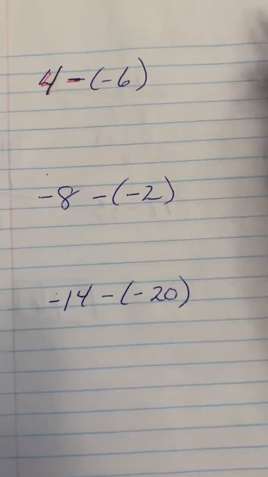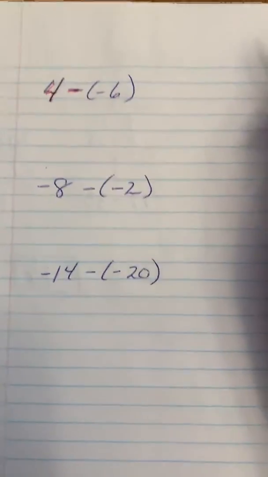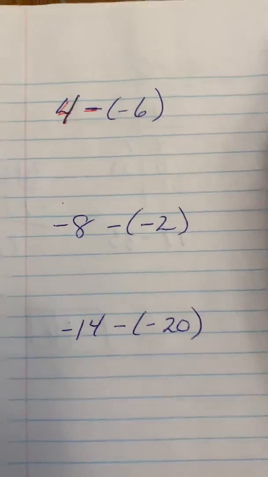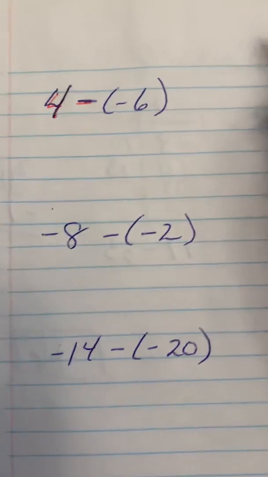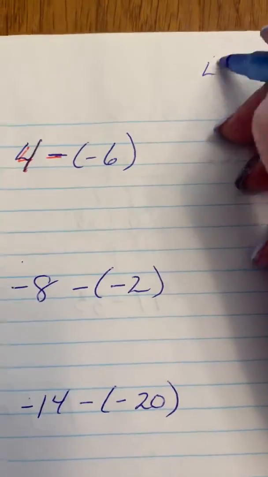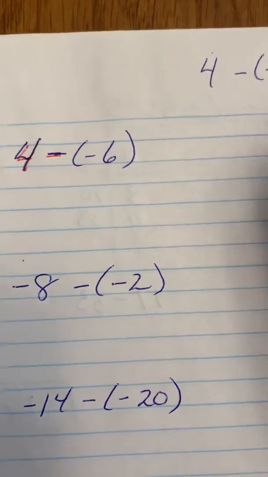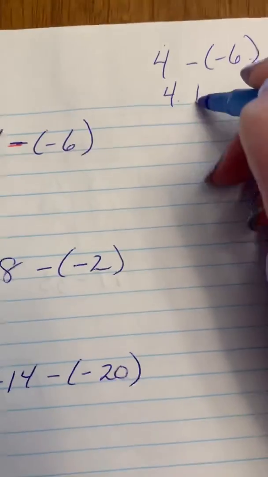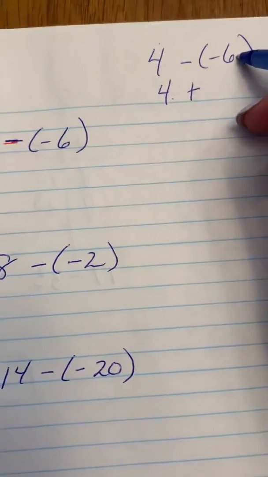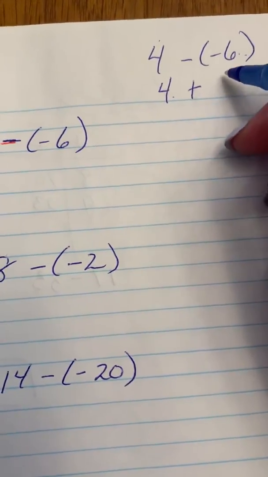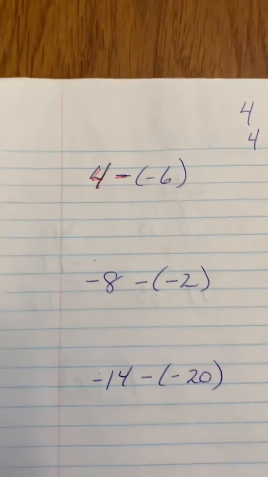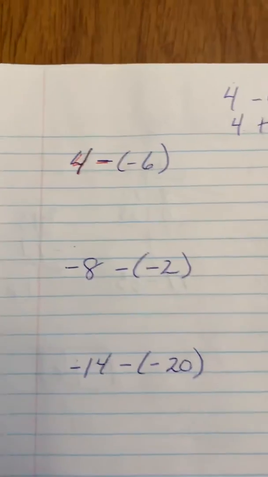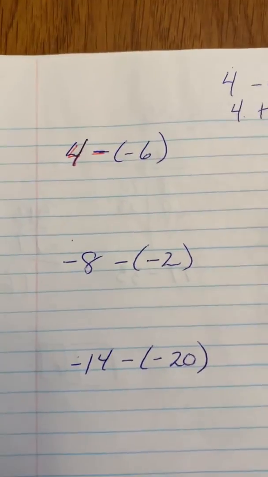Okay, I feel like I need to revisit subtracting integers. Yesterday we talked about how when we subtract, we actually add the opposite. I'm going to do this question again up here. The first integer stays the same. We add, and then the opposite of subtract 6, or negative 6, is a plus 6, and then we get 10.